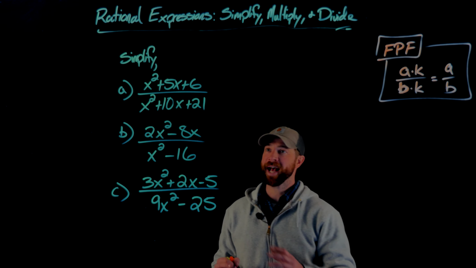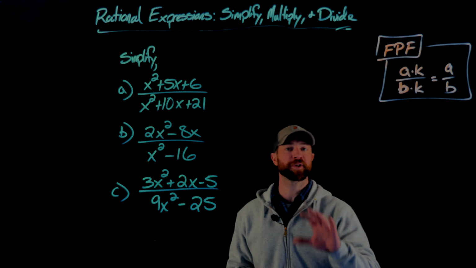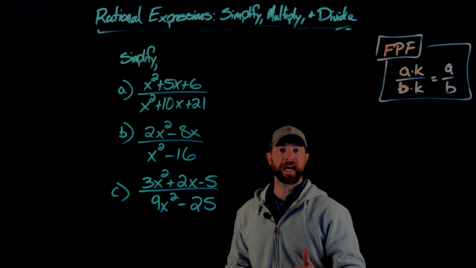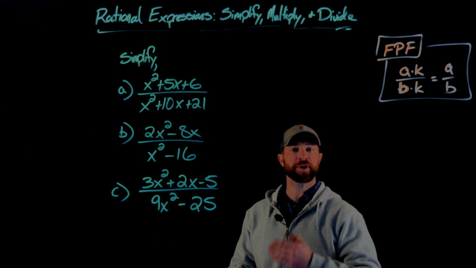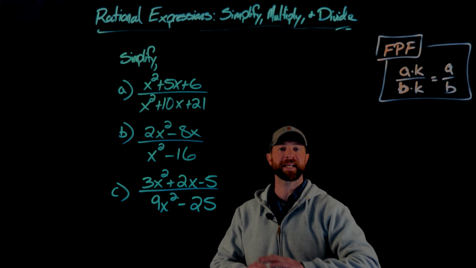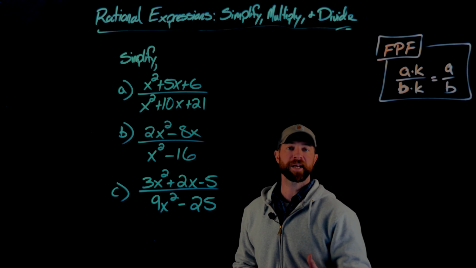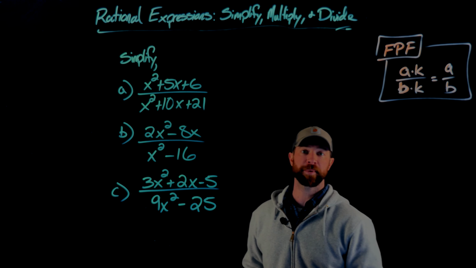All right, here we have three different rational expressions that we're going to simplify using the two tools we just discussed. The first step is going to be we're going to completely factor the numerator and the denominator, and then we're going to cancel any common factors between the numerator and denominator. We will end up with the fully simplified version of our expression.